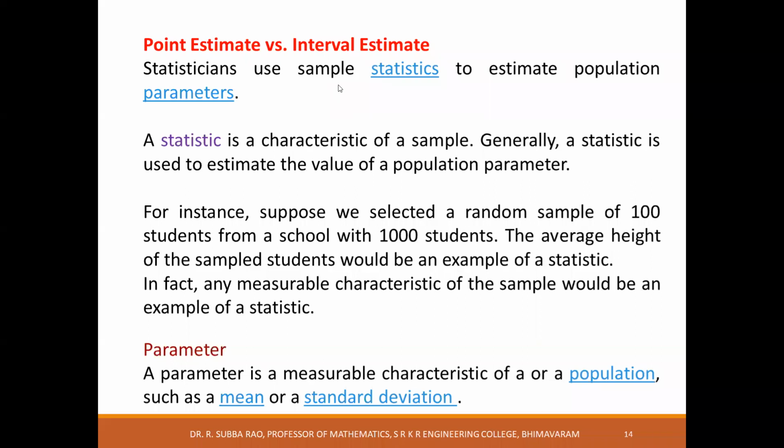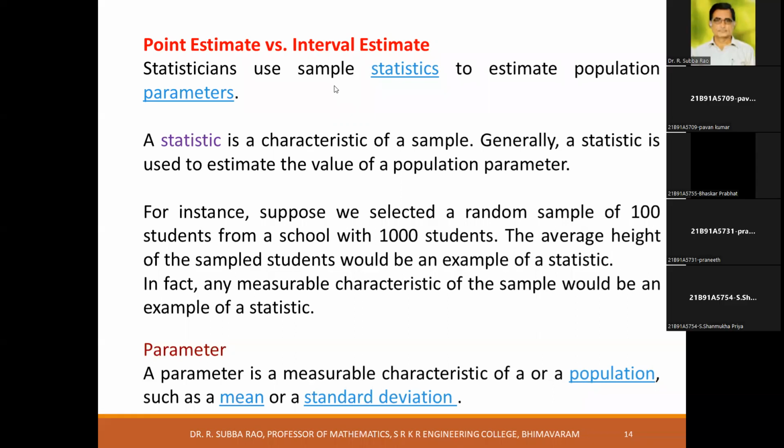You have defined what an estimator is. Now my question is, what are the different types of estimates? There are two types of estimates: one is point estimate and the other is interval estimate.